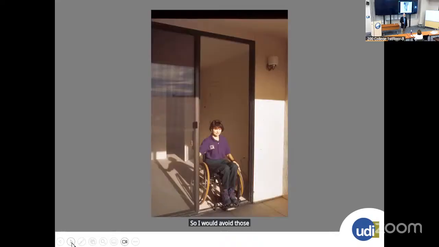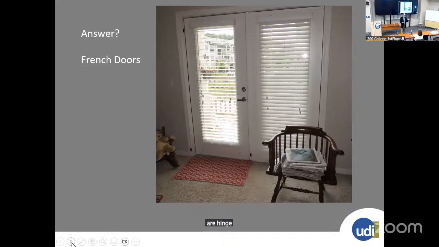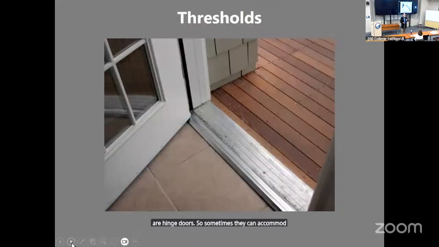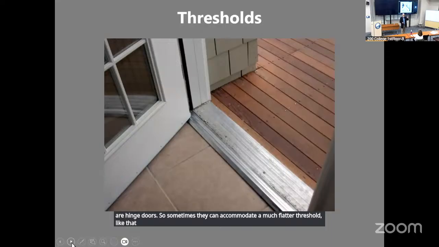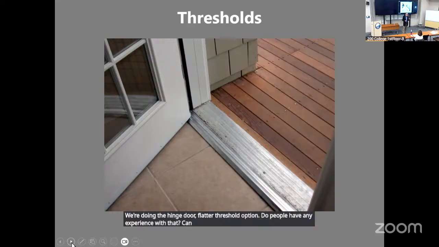And I think that the solutions these days, more often than not, are hinged doors of some kind. They can accommodate a much flatter threshold like that than these big high things. I have not taken a survey of all the hundreds and thousands of units that have gone in around here over the past 10 years, but my sense is that more and more of them are doing the hinged door, flatter threshold option. Do people have any experience with that? Can you attest? Is that true, that most of these balcony access routes are hinged doors rather than sliding doors, or not? We're in hinged doors for most of ours. Yeah. Especially deconstruction. Yeah, okay.